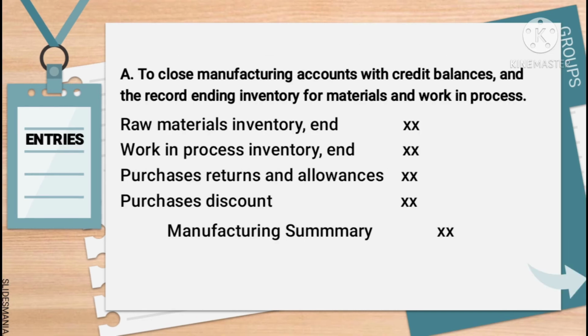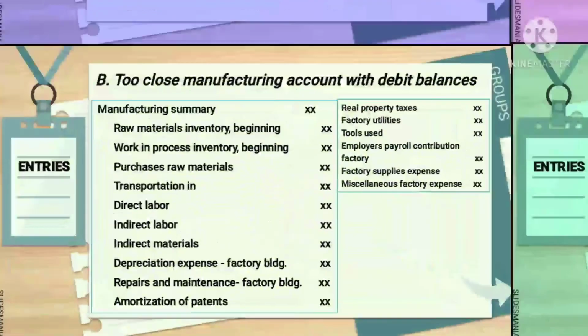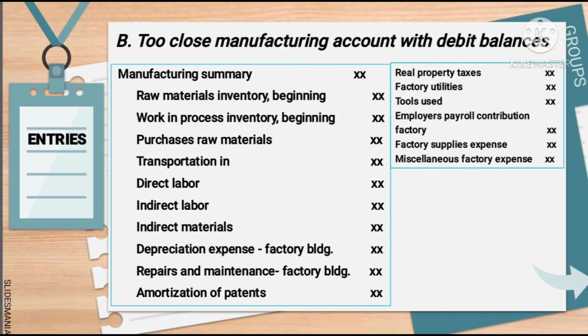To close manufacturing accounts with credit balances and to record ending inventory for materials and work in process, para ma-close natin ang credit balances: debit raw materials inventory and work in process inventory and purchases returns and allowances, purchases discount, credit manufacturing summary. Next is to close manufacturing accounts with debit balances. Ngayon naman sa debit balances ang i-close natin.